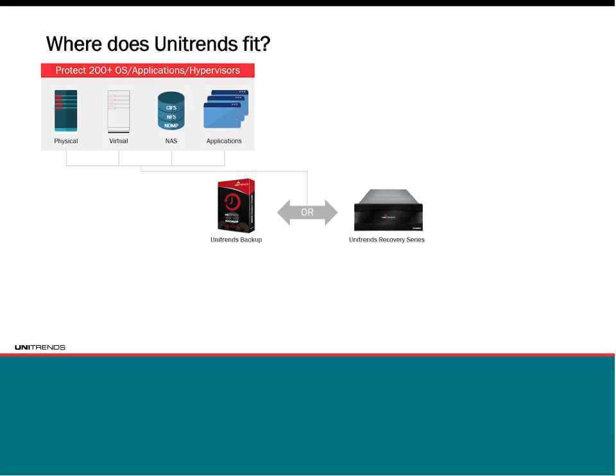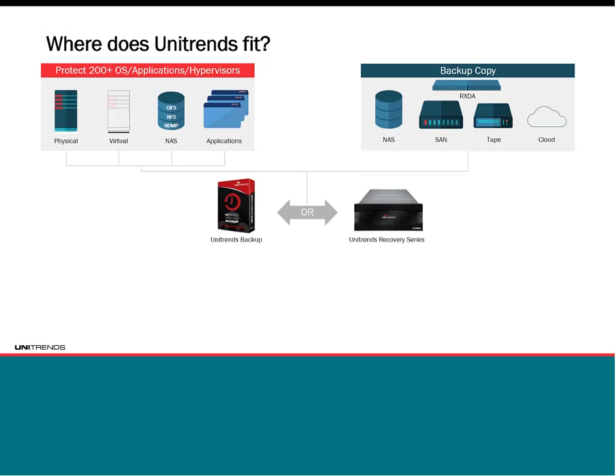But that's not enough. I need to make sure my data gets off-site. What if something happens? What about long-term? That's a great concern to have, and that's where backup copy comes into play. For those of you who have been with Unitrends for a while, we used to call this archiving. But basically what we're doing is we're naming it more directly as to what it is. It's a backup copy. What we're doing is we're taking a copy of the backups and putting it somewhere else.